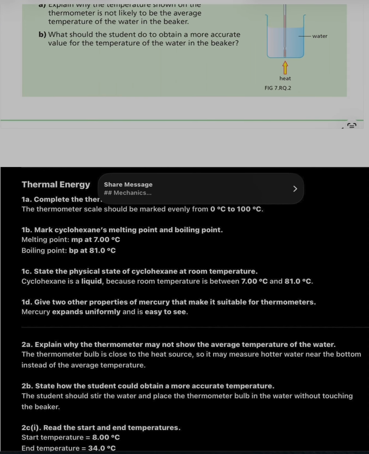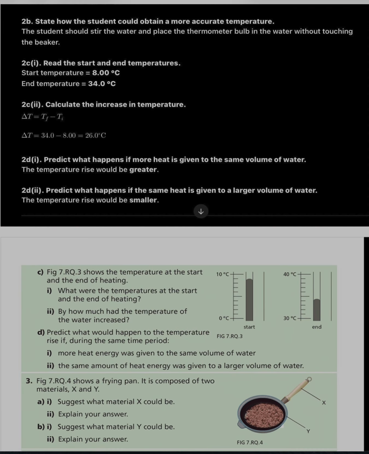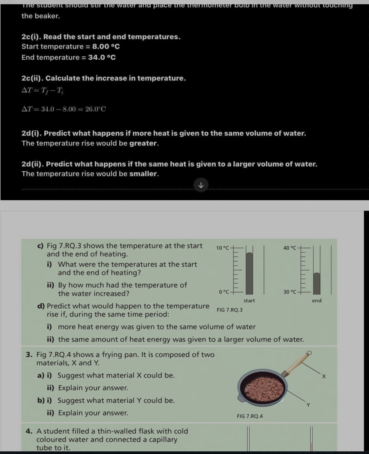2C(i). Read the start and end temperatures. Start temperature equals 8.0, end temperature equals 34.0 degrees Celsius. 2C. Calculate the increase in temperature. Delta T equals T final minus T initial. Delta T equals 34.0 minus 8.0 equals 26.0 degrees Celsius.